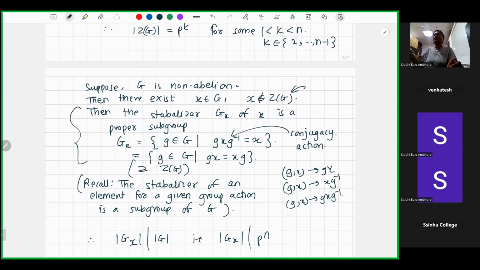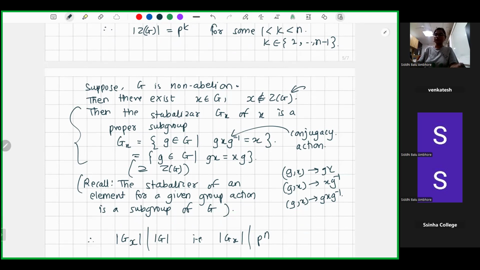But here, whatever information we have for group actions, we know that if I have a stabilizer of some element under a group action, then it is a subgroup of my group G. And then it will definitely divide the order of my group G. And here we are working with the conjugacy action.